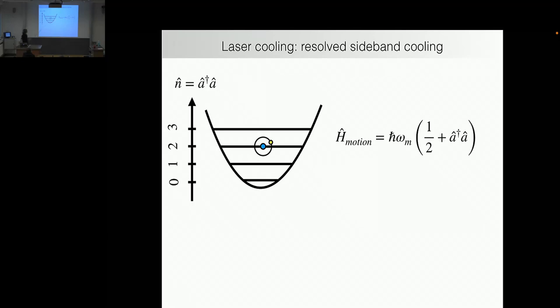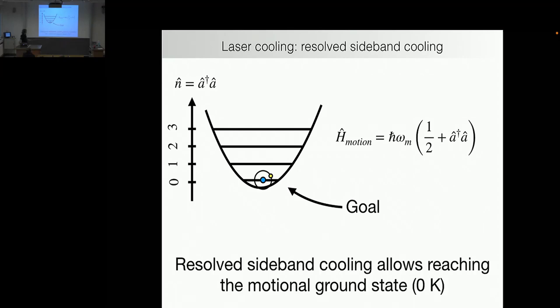And usually with Doppler cooling, you get to a few Fock states. So this is the motion. You have to think the energy levels are discrete. Usually you'll get to like 5 or 3 or 2. And our goal is to end up here at the very bottom of the energy ladder, to be at absolute zero Kelvin. No more energy in there. And there's a technique which I find quite elegant, which I'll tell you a bit about, which is called resolved sideband cooling, which allows you to do this.